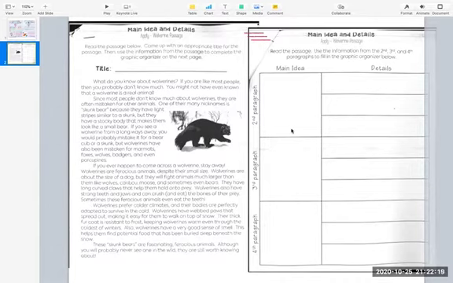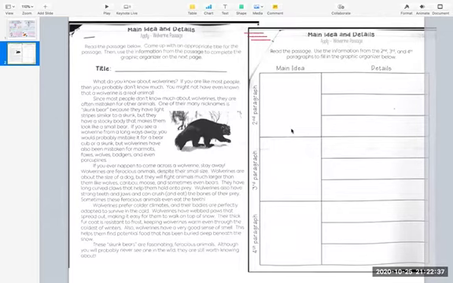What do you know about Wolverines? If you are like most people, then you probably don't know much. You might not have even known that a Wolverine is a real animal. Now, here comes our second paragraph.